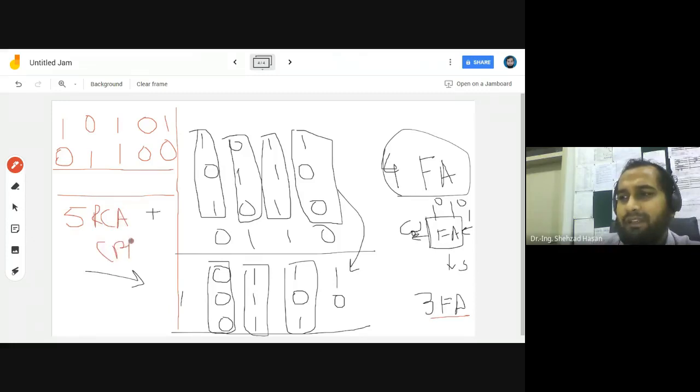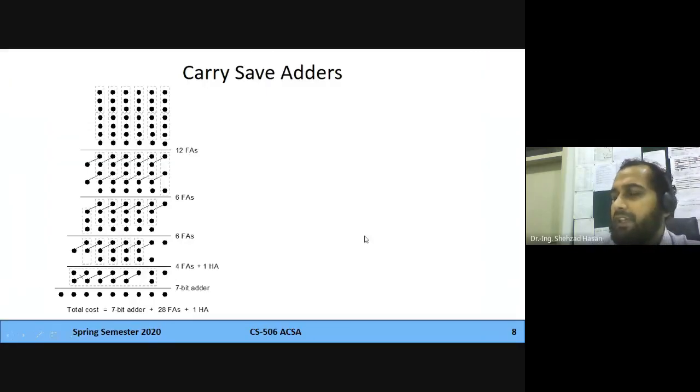So carry propagate adder and ripple carry adder are the same thing. You can have carry save adder, conditional sum adder as well. You can have carry select adder, any adder you want. So that's the last stage here. So I'll come back to my address page over here.